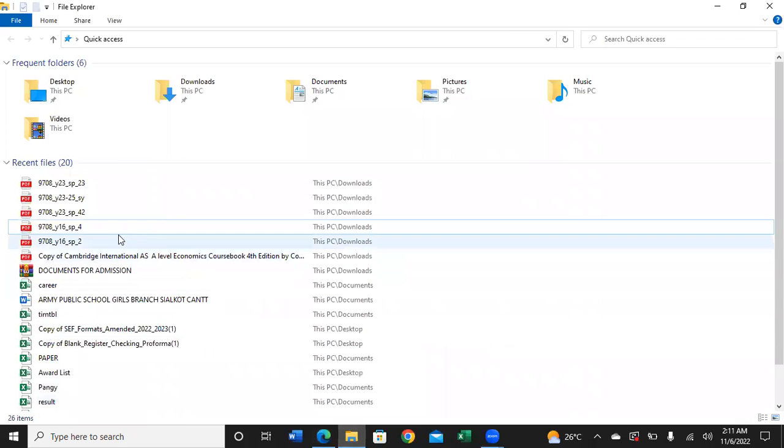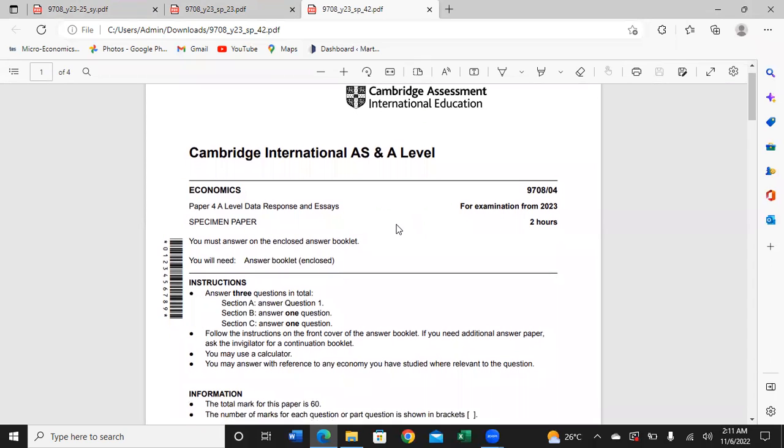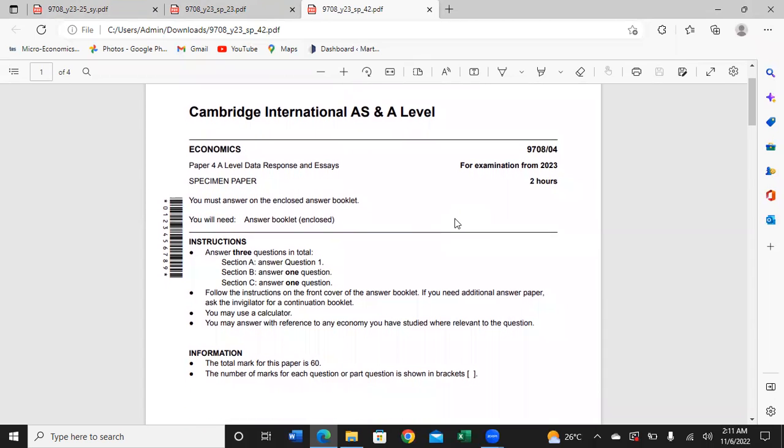Now I come towards paper 4, the specimen paper 4. This is in front of you. This does not mean that whatever paper I am showing you will come in your final exam. Sometimes students comment on the video asking how I could know that this paper is going to be provided to you. I am showing you only the specimen. The exam paper will be different from this. So this is paper 4, specimen for examination from 2023.